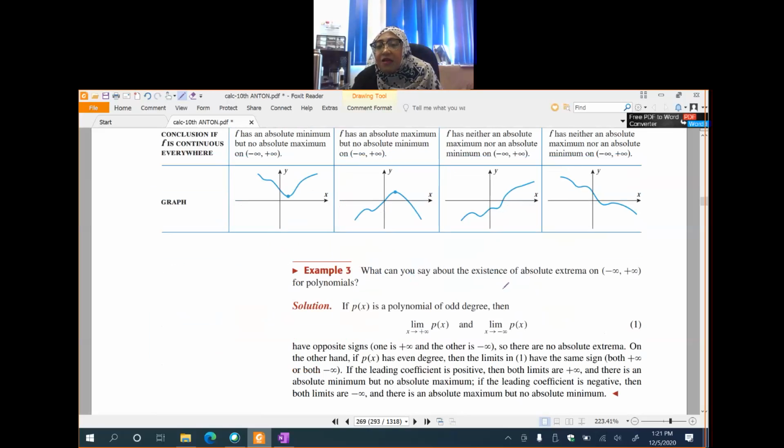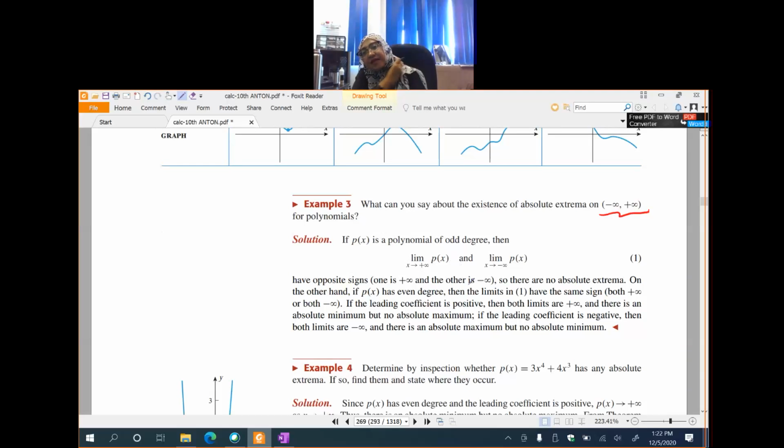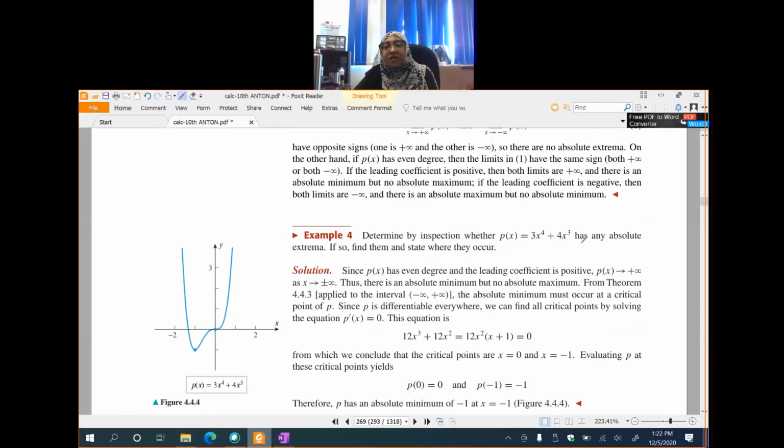Okay, that's it. Now let's continue with example 3. In example 3, they consider the whole interval from negative infinity up to positive infinity. So for this case, you don't have to find f of the endpoints. Let's consider this one.